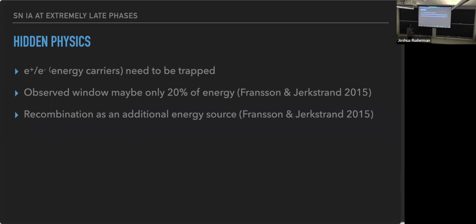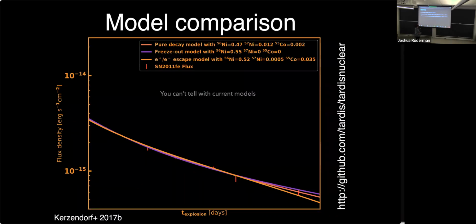And the recombination as an additional energy source was also suggested by Fransson and Kozma, where they said that if you put in energy now, you ionize something, and then for the atom to find an electron and recombine, that might take 2 weeks, and that changes the slope that is so important for measuring these.